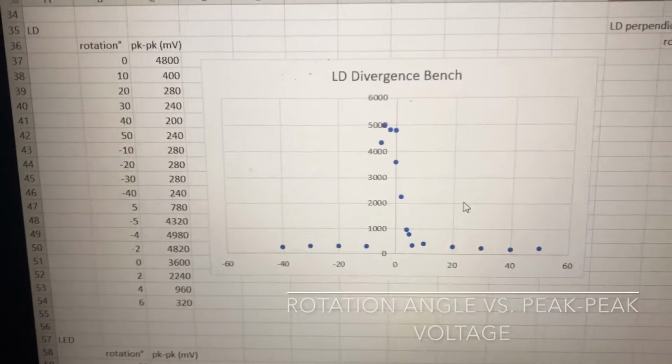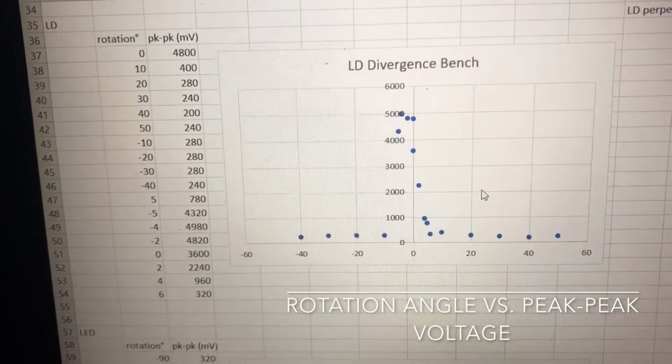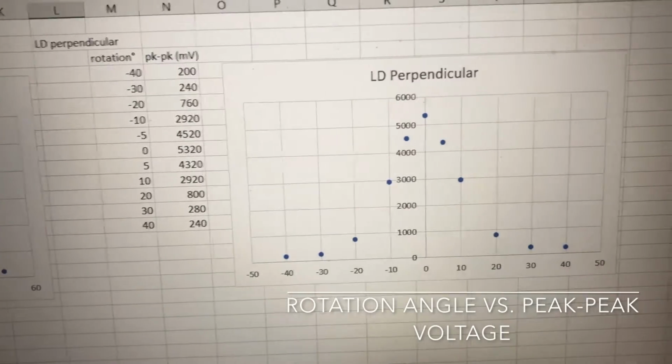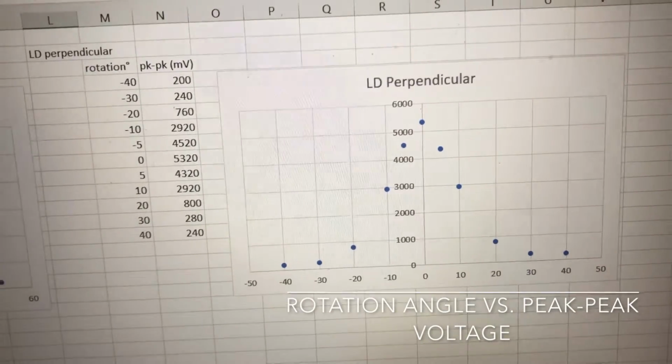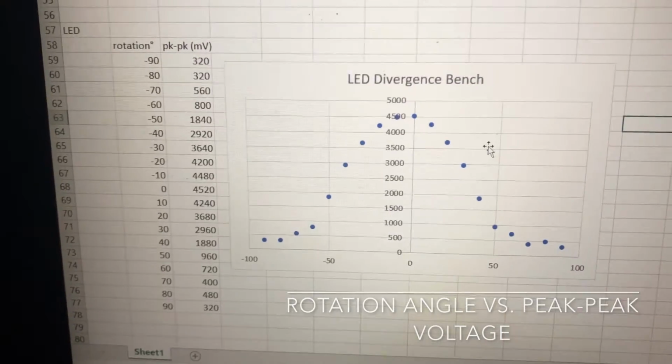For the laser diode parallel to the junction, voltage has a sharp peak in the middle with not much width. It has a similar peak but much wider when it's perpendicular. LED, it was a much wider peak.